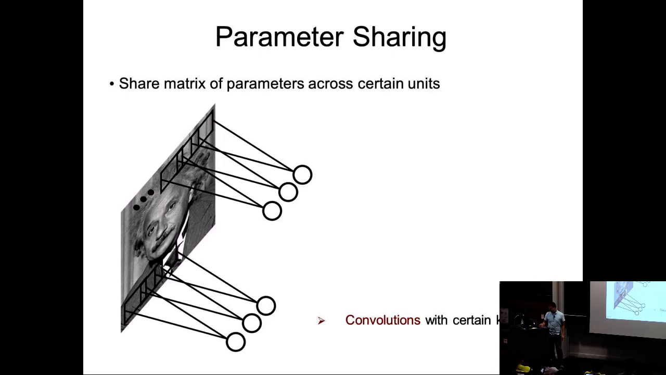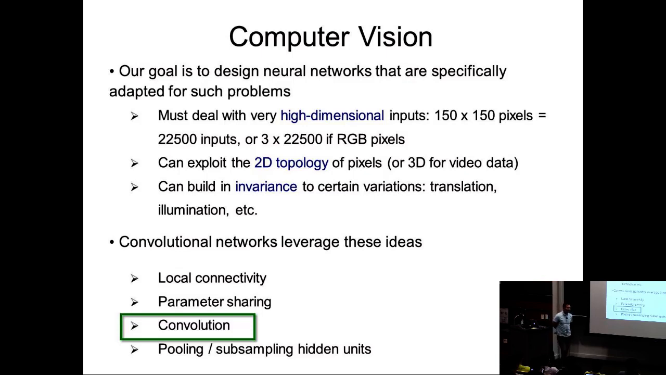And this would correspond to convolutions with certain kernels. Okay, so this operation, when you're sharing the parameters and using a sliding window, multiplying this region with the weights, multiplying this region with the weights, multiplying this region with the weights, and so forth, that operation is called convolution. Okay? Any questions? So let's look at the definition of the convolution.